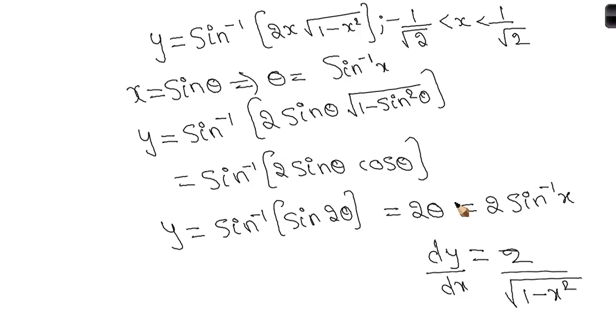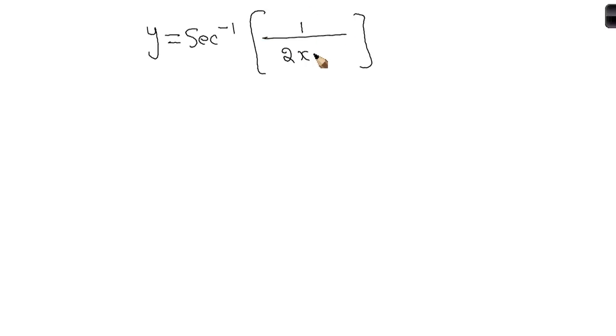You can go through this, then I'll solve the last problem. If y is equal to secant inverse of 1 upon (2x square minus 1), for 0 less than x less than 1 by root 2, find dy by dx.